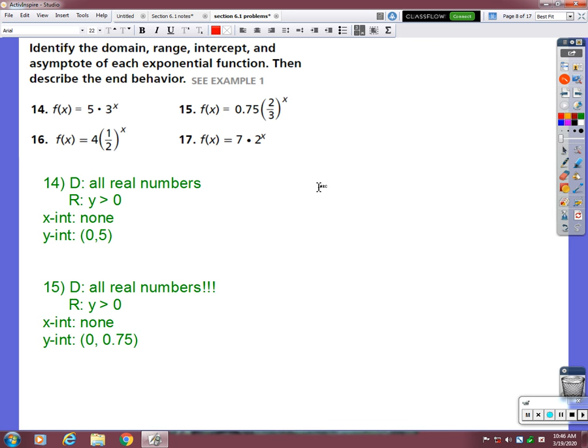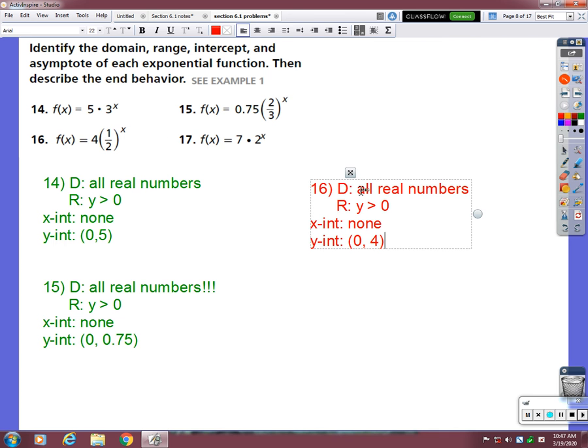All right, let's see what we got going here for number 16. The domain is once again all real numbers. Picking up on a pattern there. The range, since this has not been shifted up or down at all, is also our old friend: y is greater than 0. The x-intercept is, wait for it, you guessed it, none. And the y-intercept is, in this case, (0, 4).